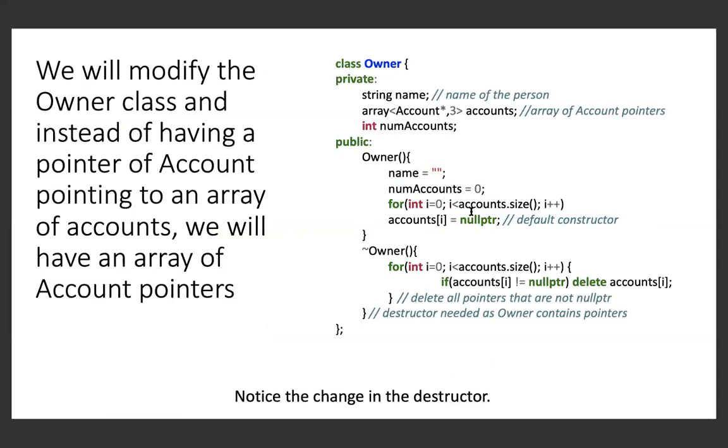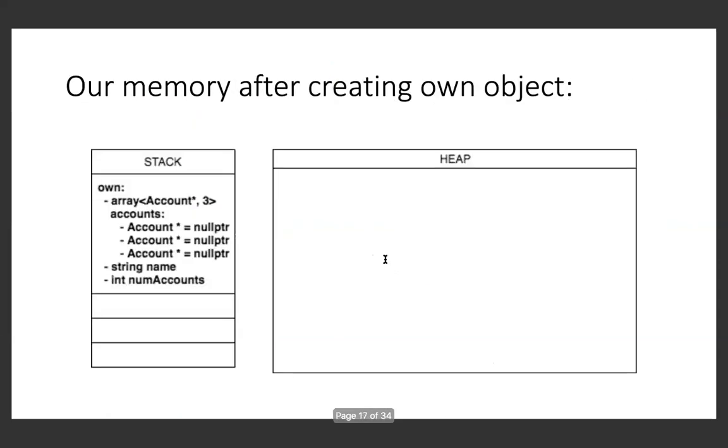We're simply initializing these pointers of account objects to null pointer. So let's look at them in memory to have a better example. This is our memory after creating our owner object. There's nothing on the heap that was created. We only have an owner object on the stack. It has an array of 3 account pointers. These are the account pointers here, and each one is initialized to null pointer. So there was nothing constructed. There were 0 account objects constructed.